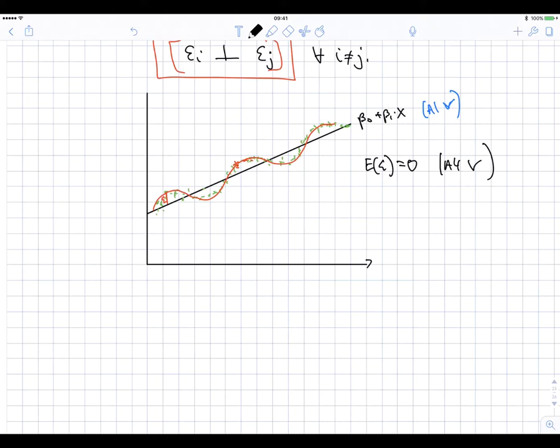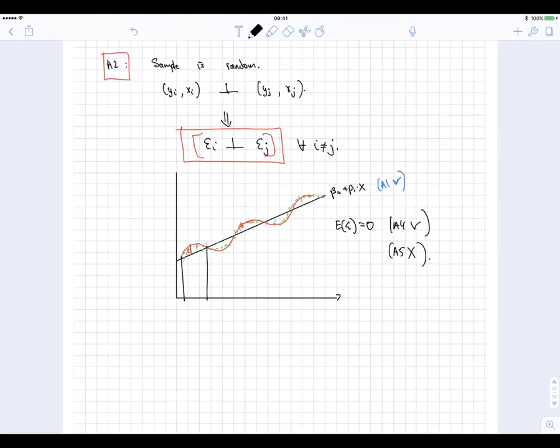It will likely violate assumption 5, however, because knowing the x's will give you something about the value of the epsilon. If the x's are between this point and this point, your epsilons are likely to be positive. The expected value of the epsilon is positive. So this would generally violate A5 as well. So this is the A2 assumption that the sample is random.